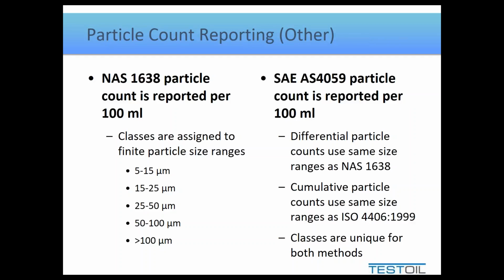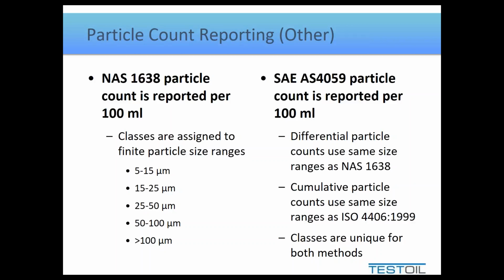Now, a couple of key differences between ISO and NAS 1638 is NAS uses a 100 milliliter reporting system. So the particle count is per 100 milliliters, not per single milliliter. Another factor is it's what we call a differential count rather than a cumulative count. So instead of being from 1 micron size and everything larger, it has a definite end to the range. And the ranges are listed there on the left-hand side. We have 5 to 15, then 15 to 25, and so on and so forth.